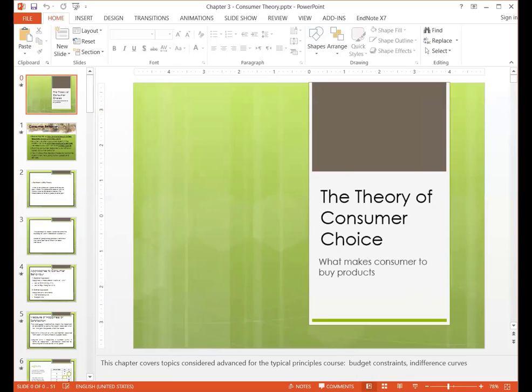Up till now, we have discussed a few things. Let me write it here. So we have discussed, first of all, why economics, so why economics is important. So that was the first chapter.